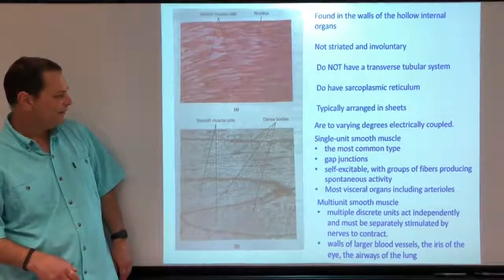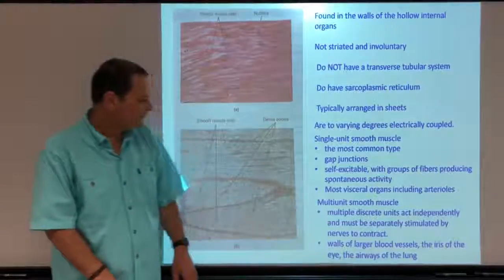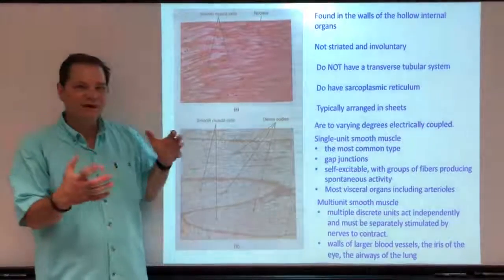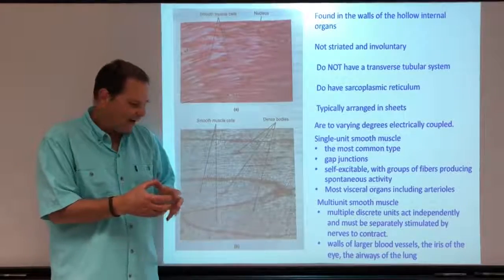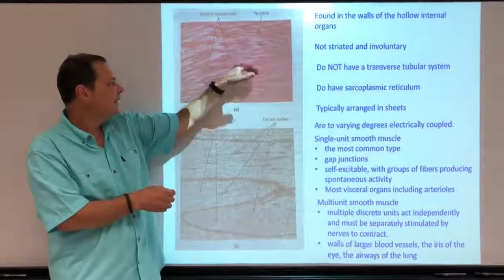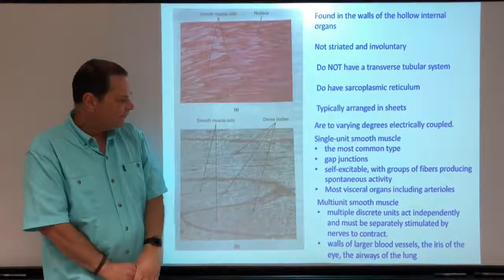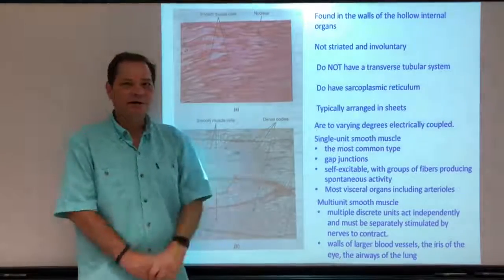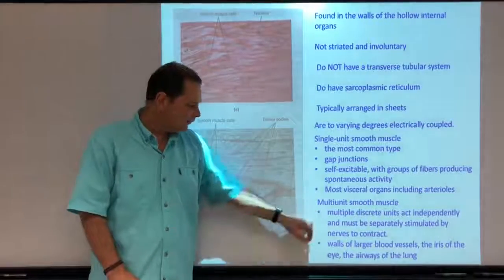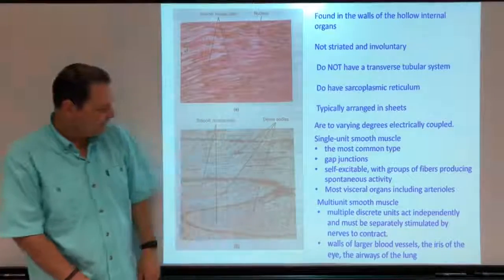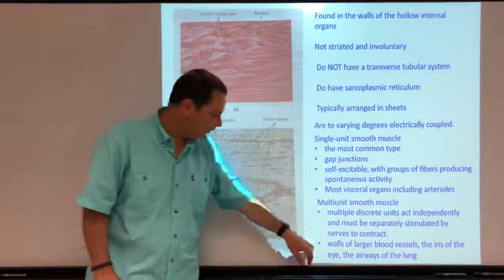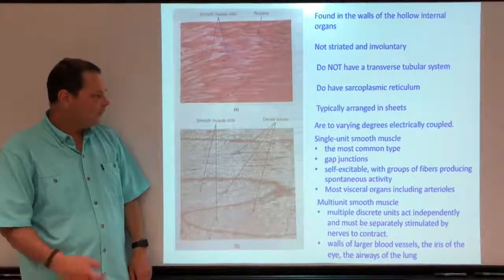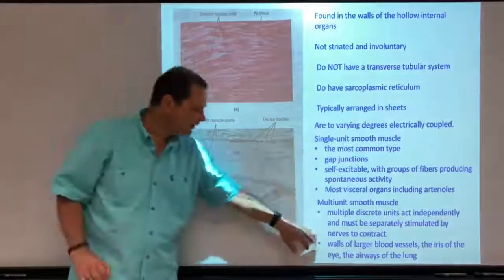Multi-unit smooth muscle, on the other hand, has multiple discrete units, so it has far fewer gap junctions, and all the tissue is not connected together. Instead, more likely you'll have very small groups of cells that are discretely separated and act independently of the groups of cells around them. The smaller the group is, the more multi-unit it is. You'll find this in the walls of the larger blood vessels, the airways of the lungs, the iris of the eye. So this is one way to characterize smooth muscle.